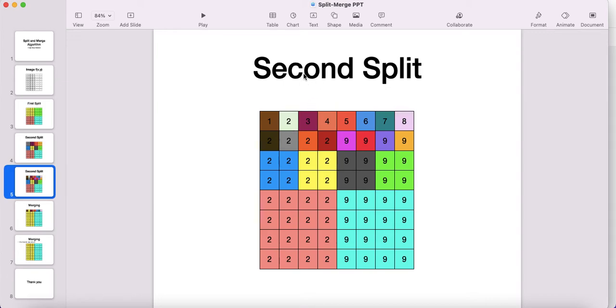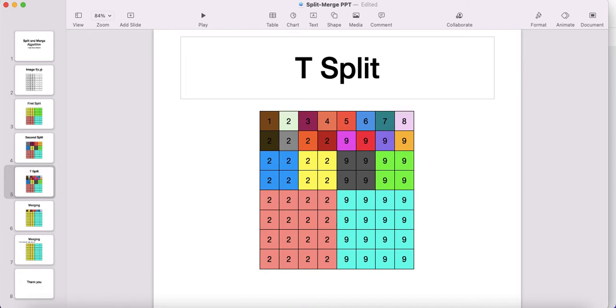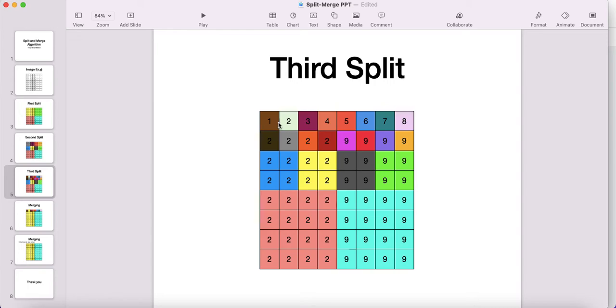I am sorry about that. This is my third split. So no more further splitting is possible. So I have to go for merging.